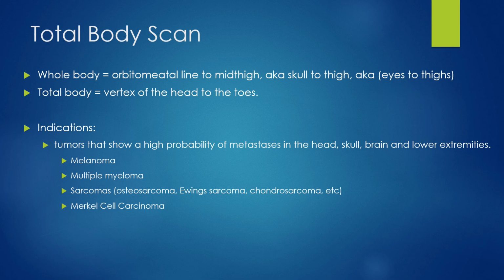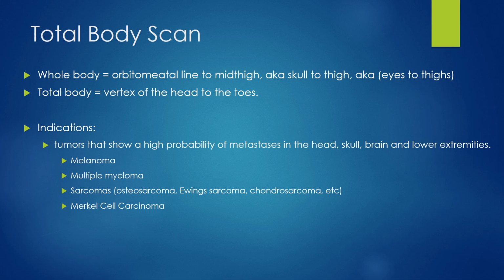A whole body PET typically starts at the orbitomeatal line, which is that line that goes from the side of your eye to the ear. And that's where you would position them with their laser, also known as skull to thigh or eyes to thigh. And then a total body scan is the vertex of the head through the toes.